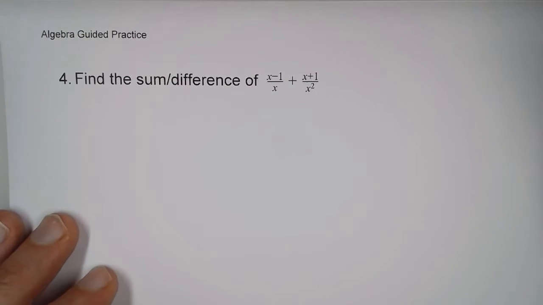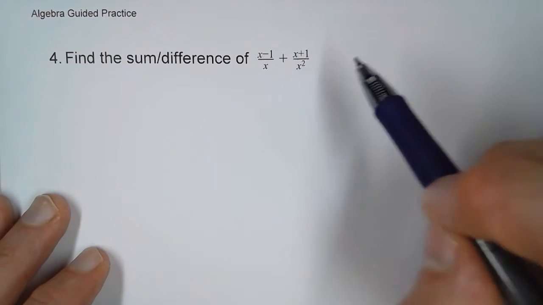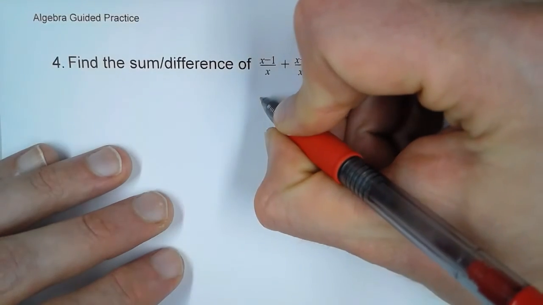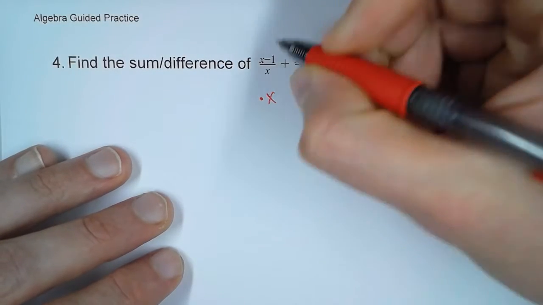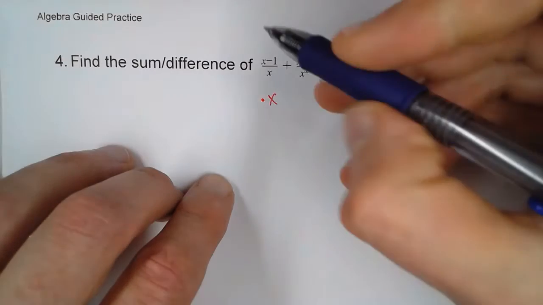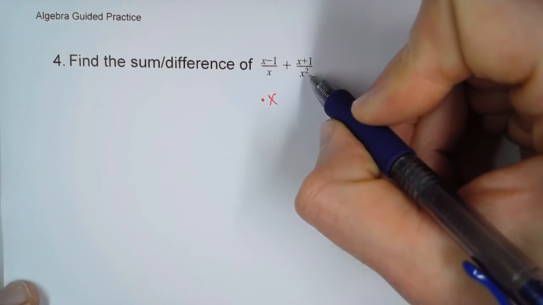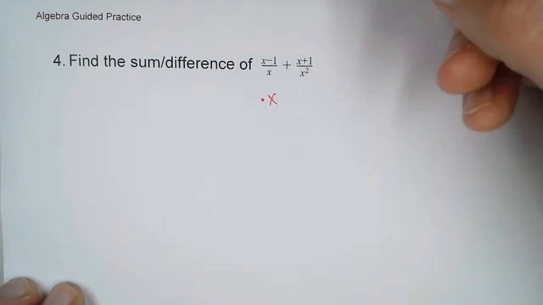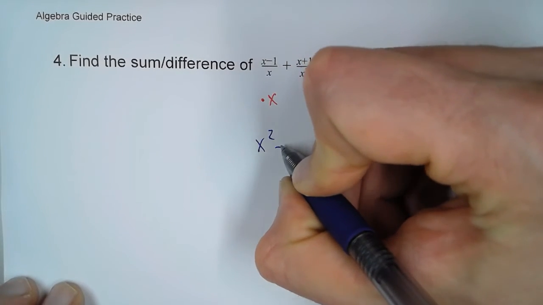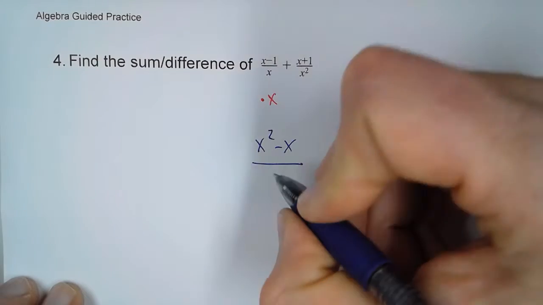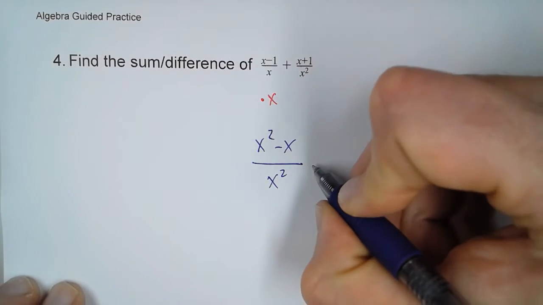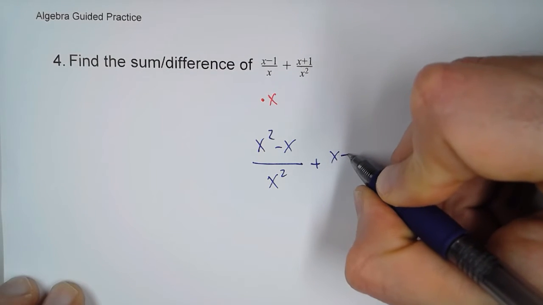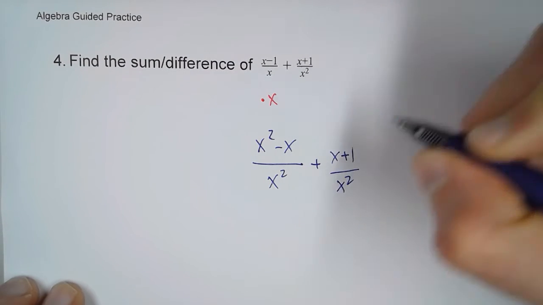Here, we have denominators of x and x squared. So that means we need to multiply this by x on the top and on the bottom, because this has one factor of x in the denominator, and this has 2 of them. In order to get a common denominator, this one needs a second. So we have x squared minus x on the top, and then x squared in the denominator. We left this one alone, so this is (x + 1) all over x squared.